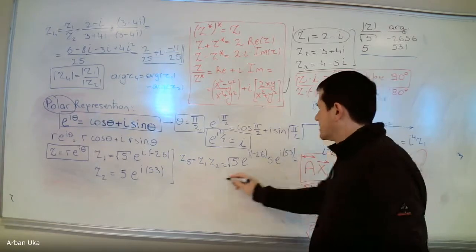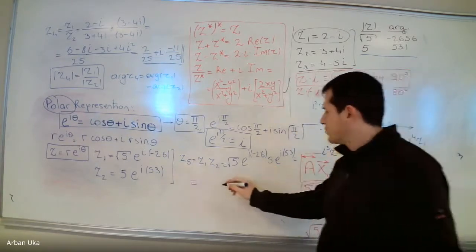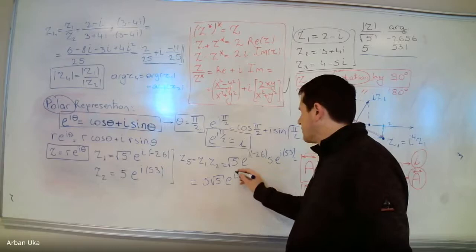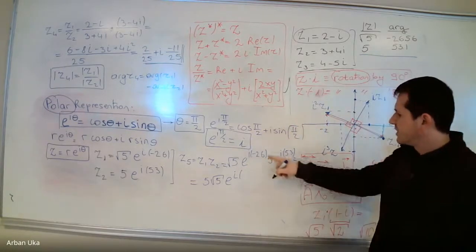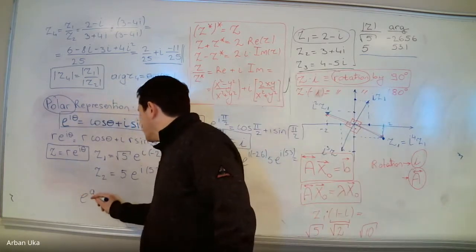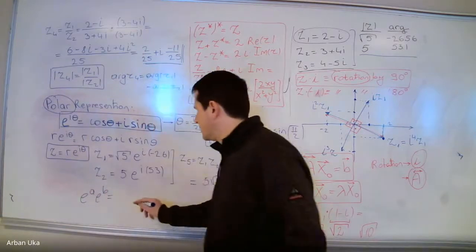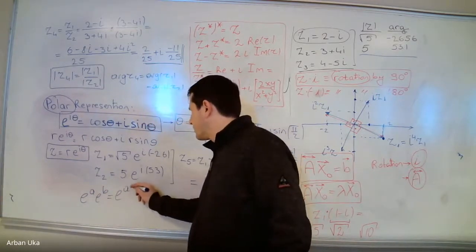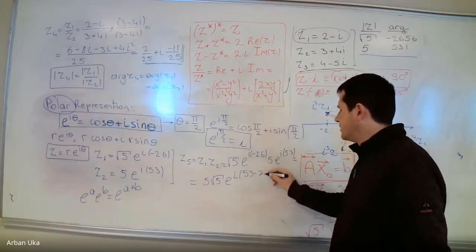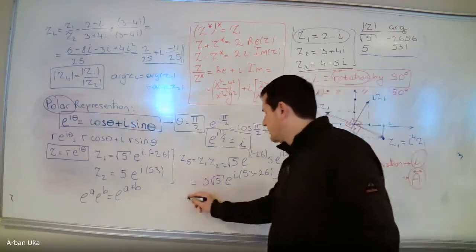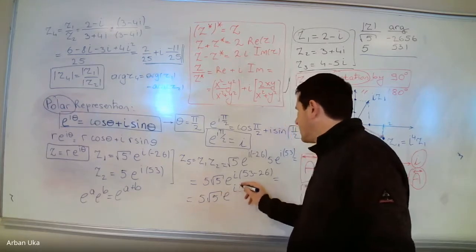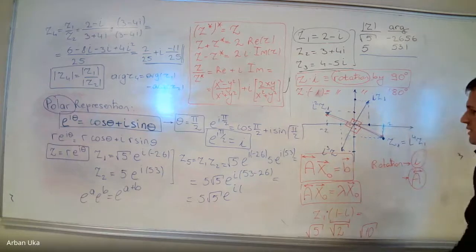Okay? So how is this multiplication done? This is 5 times square root of 5 times e to the power I, and here we have 53 minus 26. Because this is how e to the power A times e to the power B is equal to e to the power A plus B. We apply this property here, and as a result, we get 5 square root of 5 times e to the power I, 53 minus 26, we get 27.